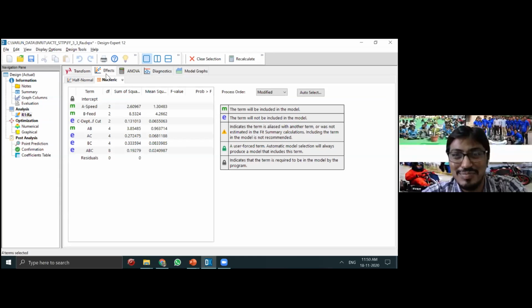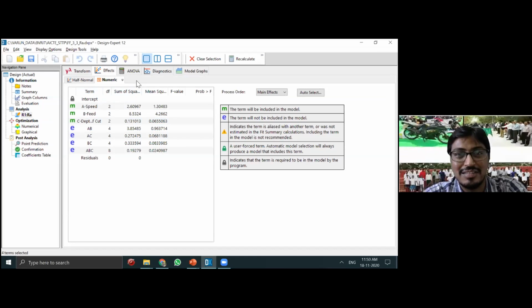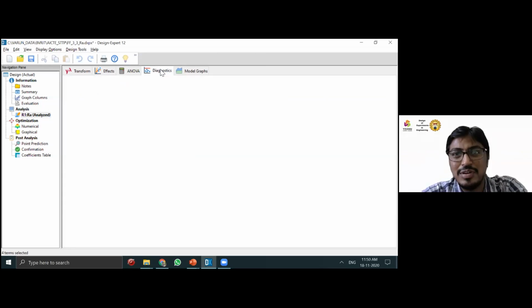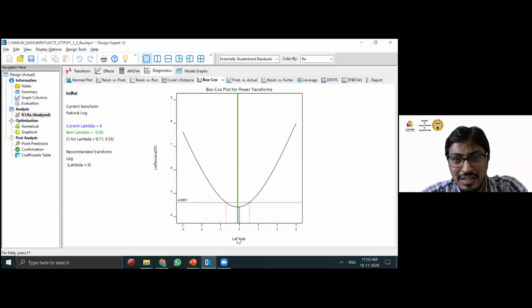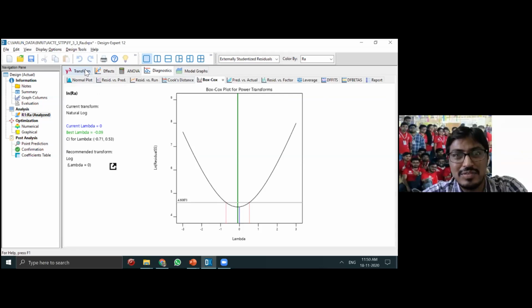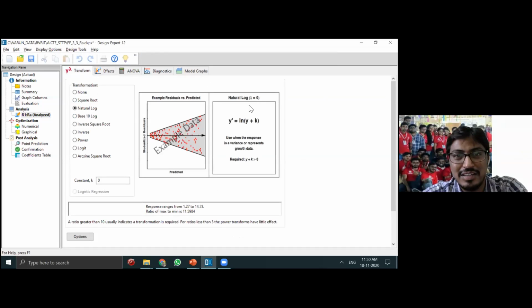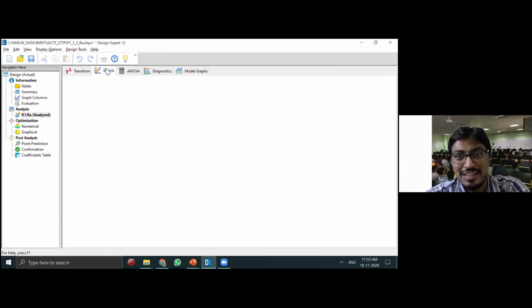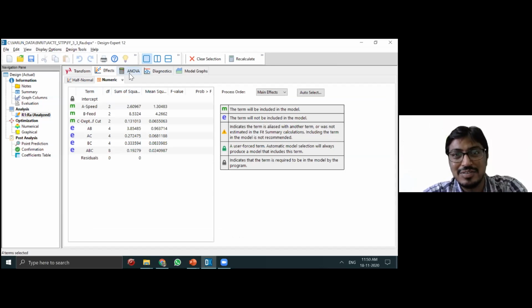Now again you have to go back here. Okay, then I'll consider this. I will not consider this. Then I'll go for ANOVA. But still, if you see, I have taken the recommendations already from the lambda. So lambda should be 0. So that transformation already I have done. Natural log, lambda it is showing 0. This transformation already I have done. Okay, I have selected the effects also.